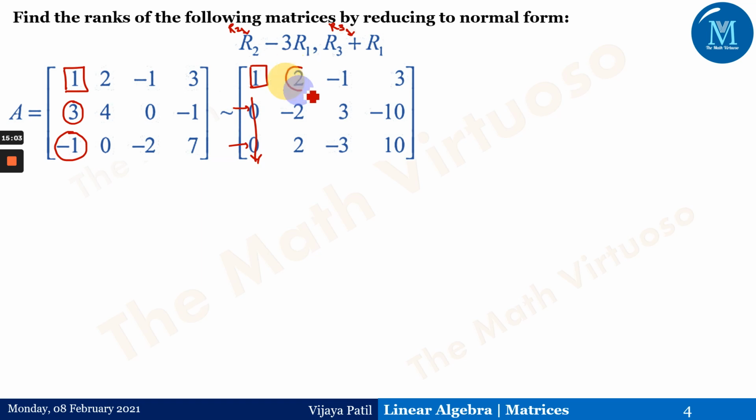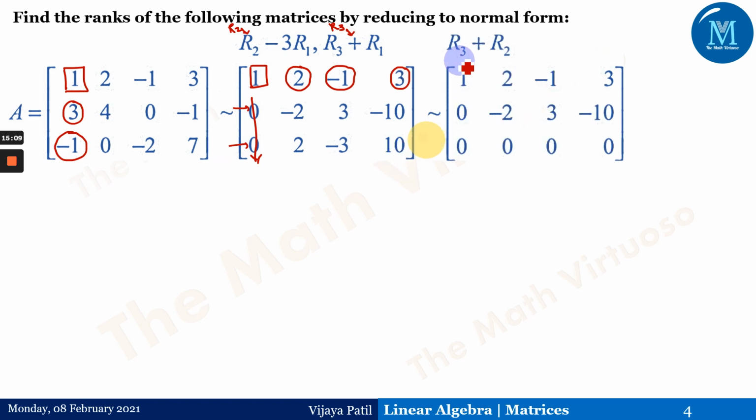So now the next task is to make this 2 minus 3 and this 10 equal to 0. How can we do that? We can do this by R3 plus R2. I think I'm missing something over here. What is that? Or I think we have done it. Fine, okay, no problem. Let us go with a slightly different approach.